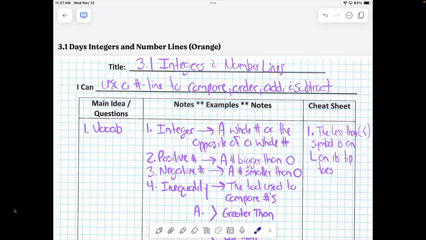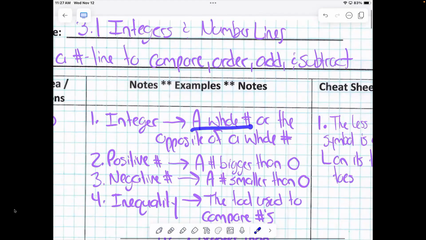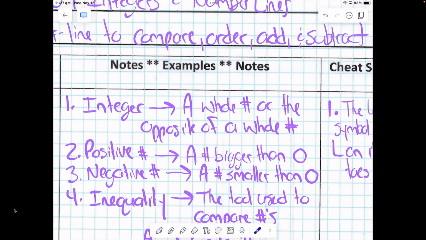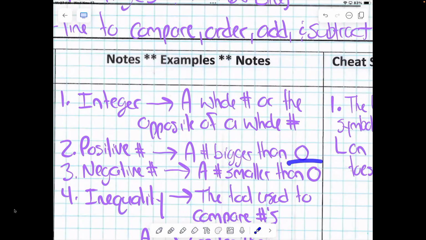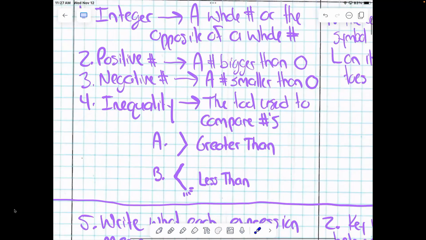Today we finished talking about integers and number lines. Can you use a number line to compare, add, subtract, put fractions in order, or numbers in order? Yes. Integer. An integer is a whole number or the opposite. So if I say 7, what's the opposite of 7? -7. Are they both integers? Yes. Positive numbers, bigger than? 0. Negative numbers, smaller than? 0.